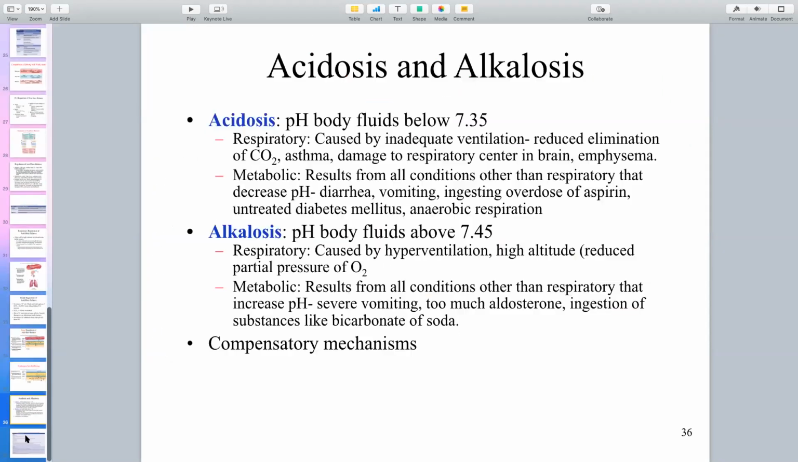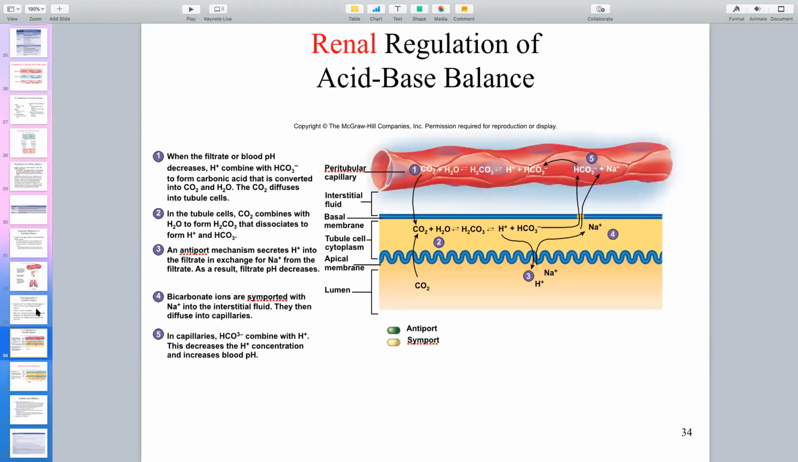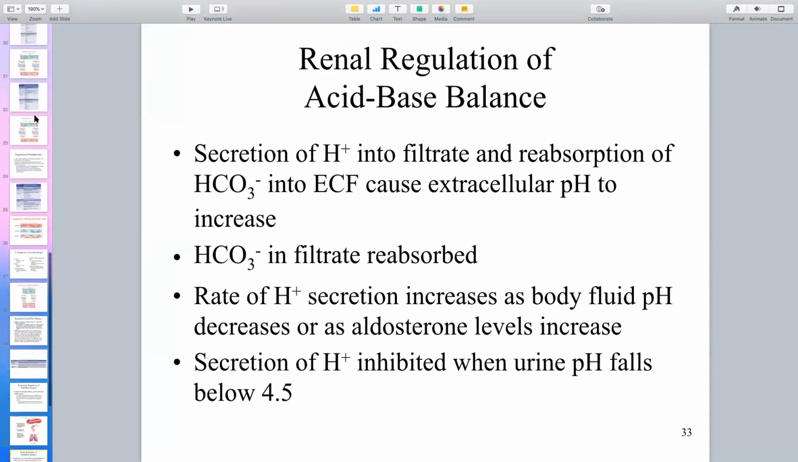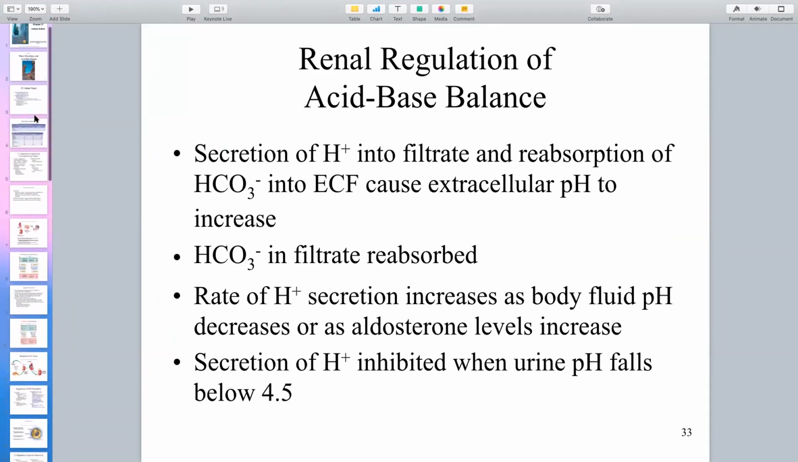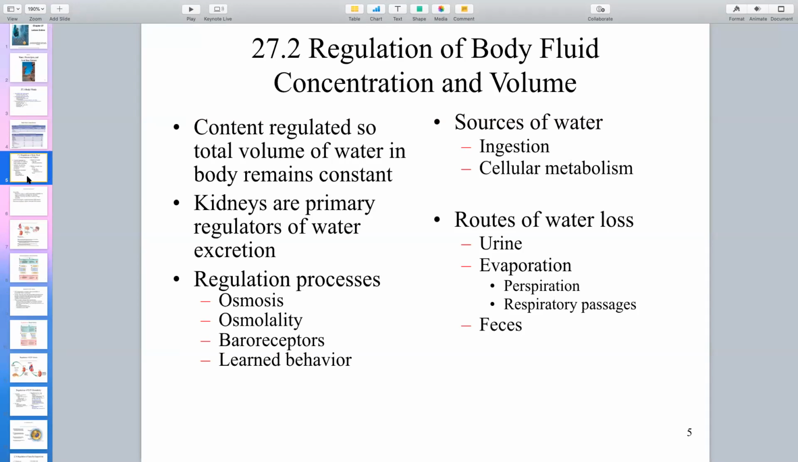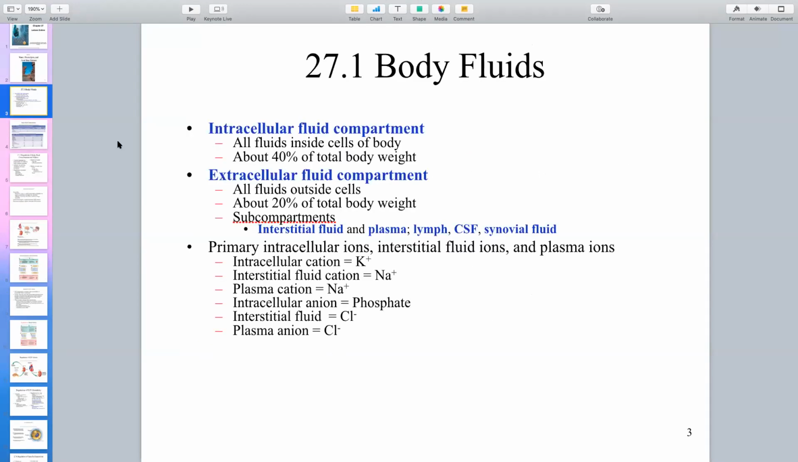Now, I do have a video just about acidosis and alkalosis, and we'll go through it towards the end. Just keep in mind though, a lot of what we're talking about in terms of body fluids, we've kind of discussed before. So let's talk about where we see fluid in the body.